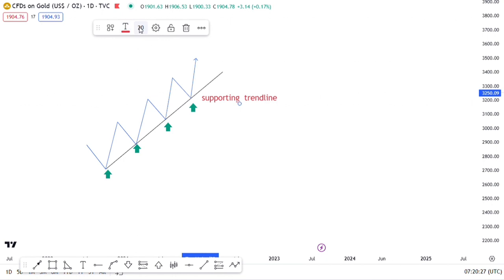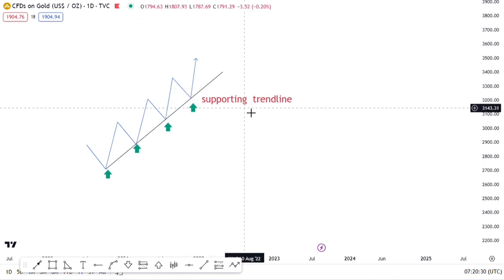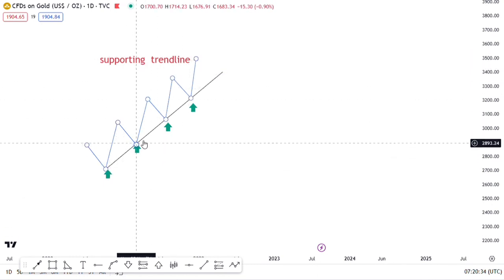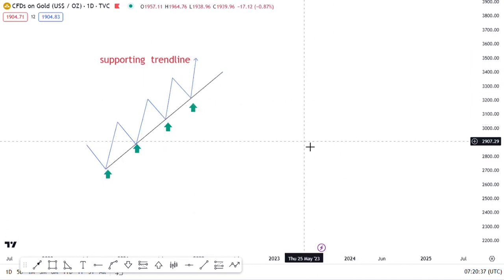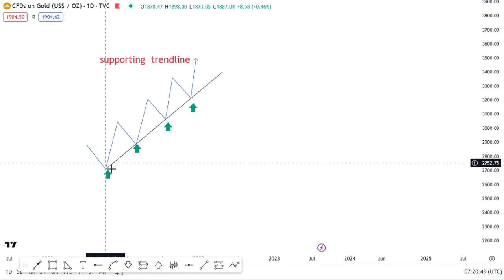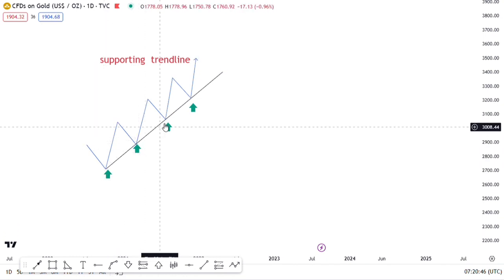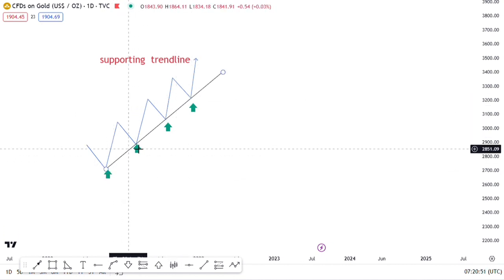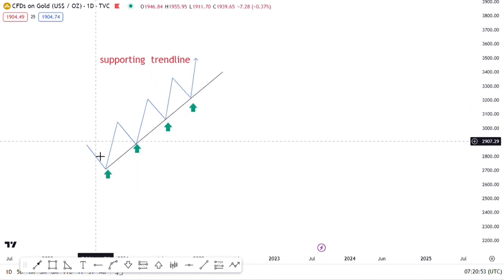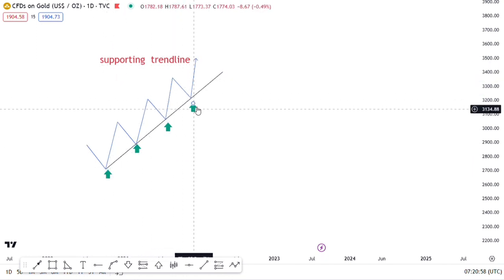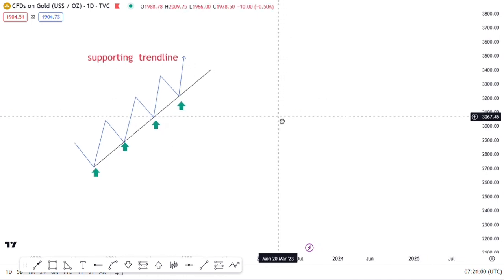This is my supporting trend line. This is how you can see that this is a supporting trend line, bouncing. You connect the last touches. This is our higher low, and this is our higher low, and this is our higher low. We'll connect them using our higher highs and higher lows. This is our higher low, higher high, higher low, higher high, higher low, higher high, higher low. That is when you can connect your supporting trend line.